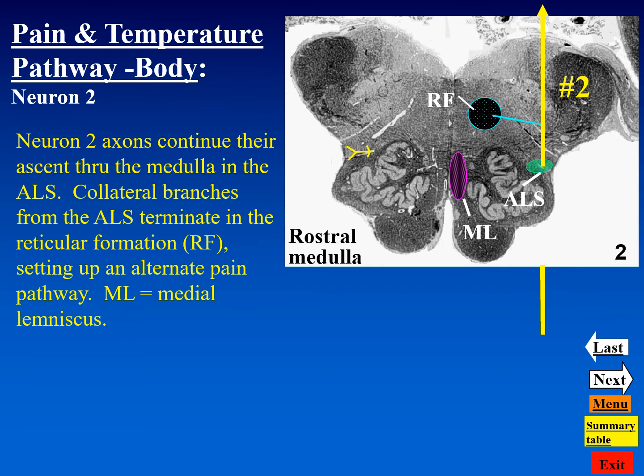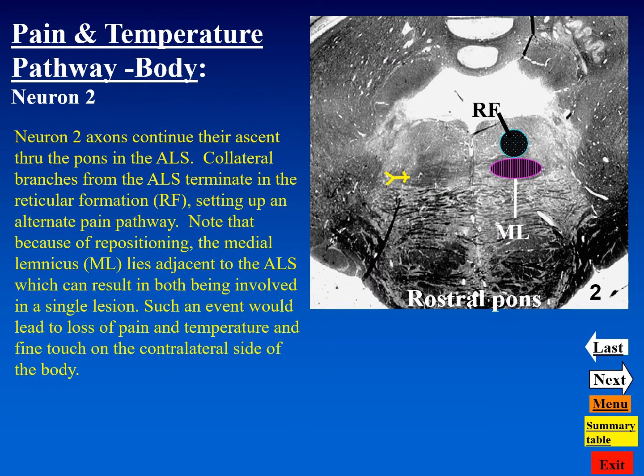There's also a side branch that comes off of the neuron 2 fibers to end in an area called the reticular formation. This sets up a secondary or alternative pathway for pain, which will be presented a little bit later. So axons of neuron 2 continue to ascend through the spinothalamic tract, or ALS, and they also give off an alternative, or secondary, branch to the reticular formation at this pontine level.